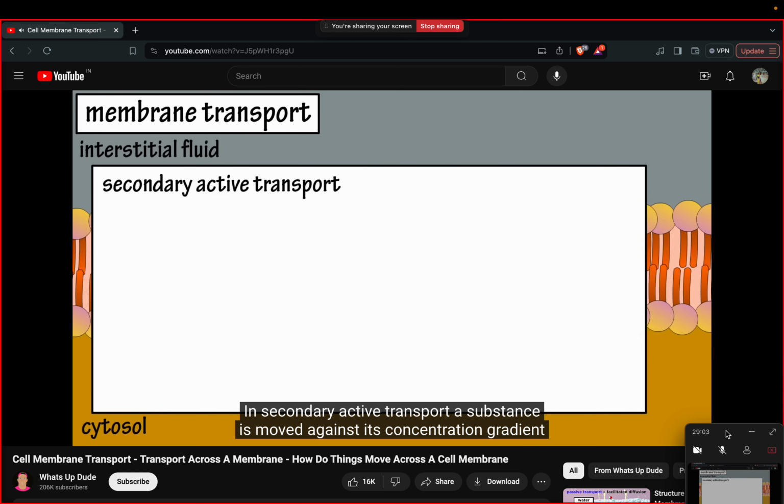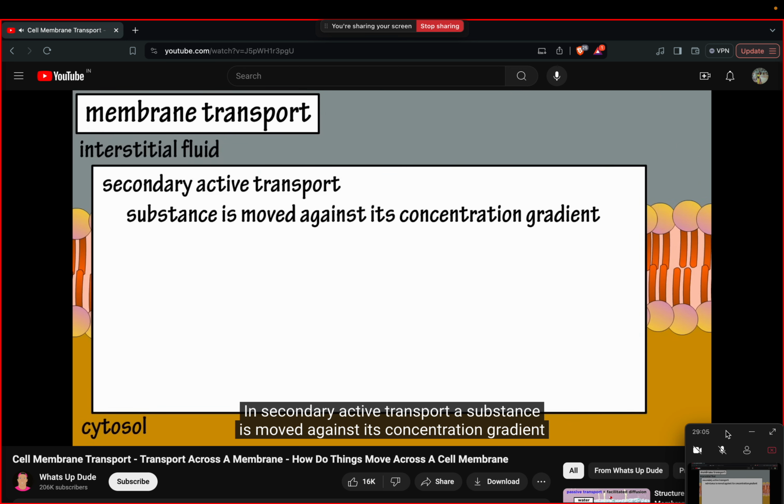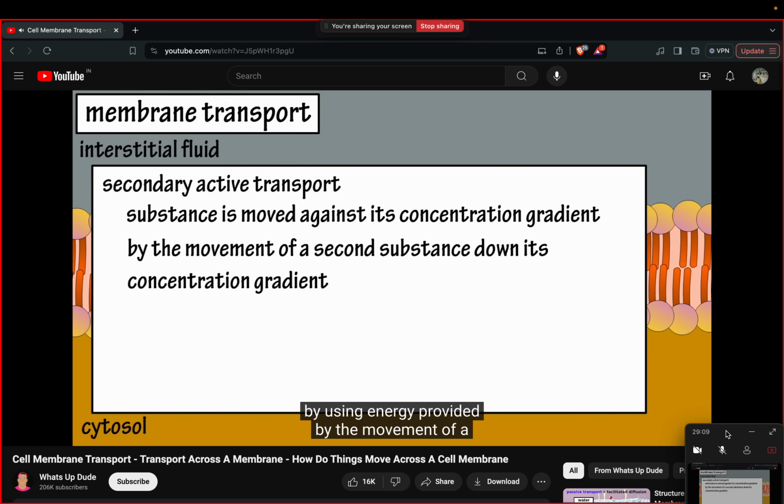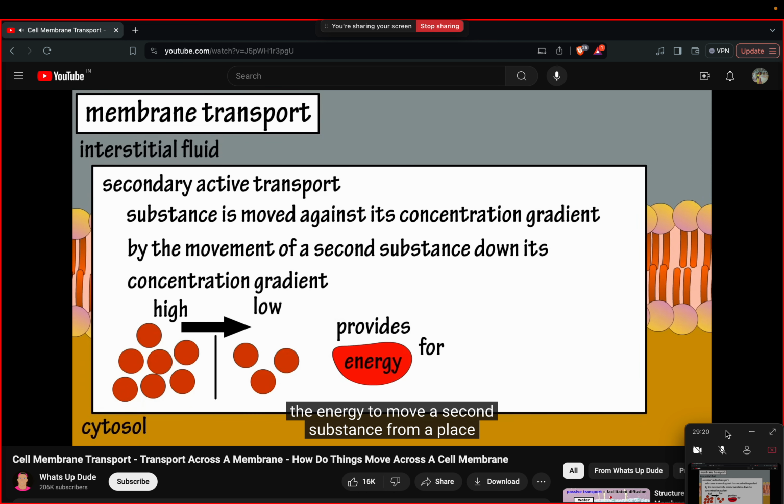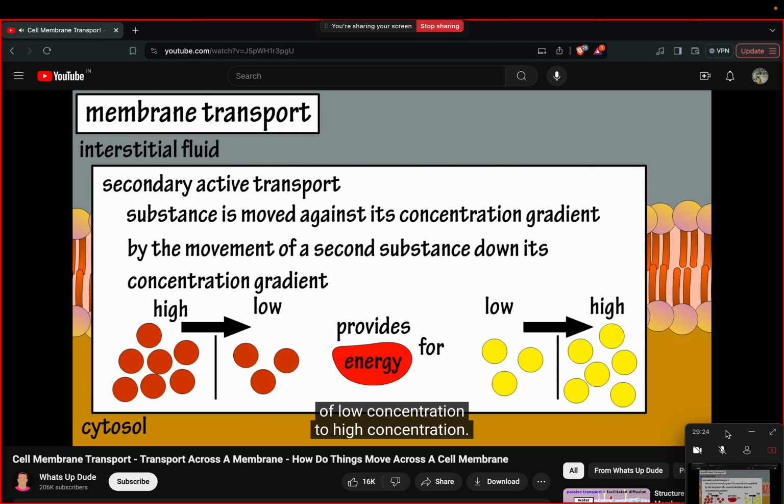In secondary active transport, a substance is moved against its concentration gradient by using energy provided by the movement of a second substance down its concentration gradient. So, a substance that is moving from a place of high concentration to low concentration will provide the energy to move a second substance from a place of low concentration to high concentration.